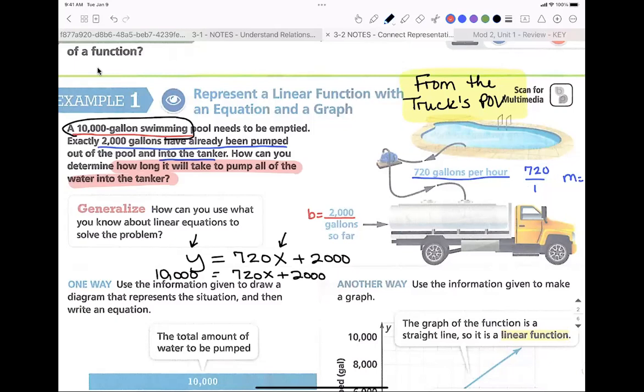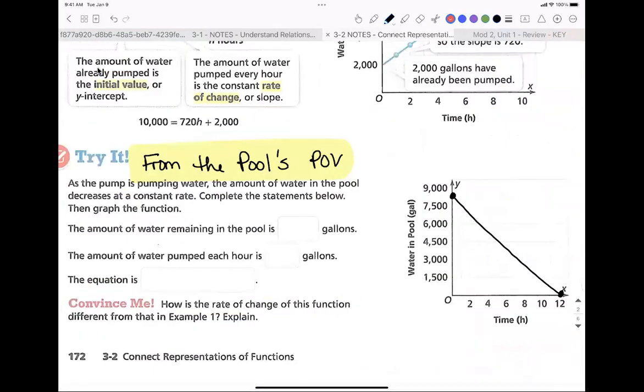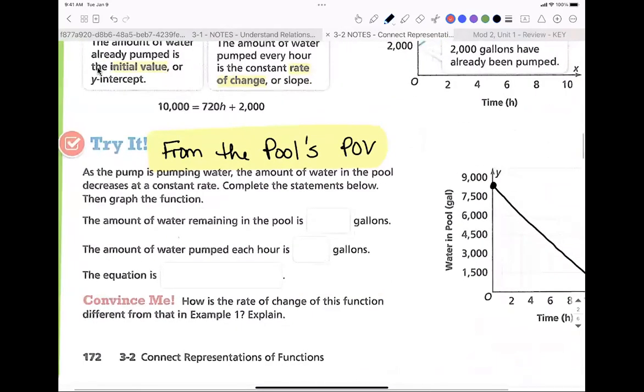So I want to also look at this from the vantage point of the pool. And that's what this problem is doing. It's the same information, but we're talking about it from a different point of view. Now we're looking at the pool, right? So the amount of water remaining in the pool at the very beginning of our story problem is what?